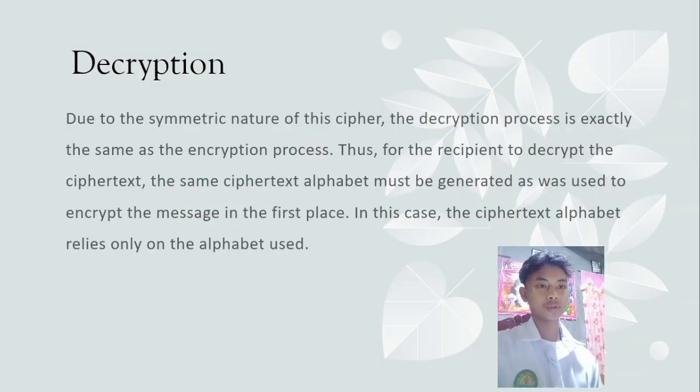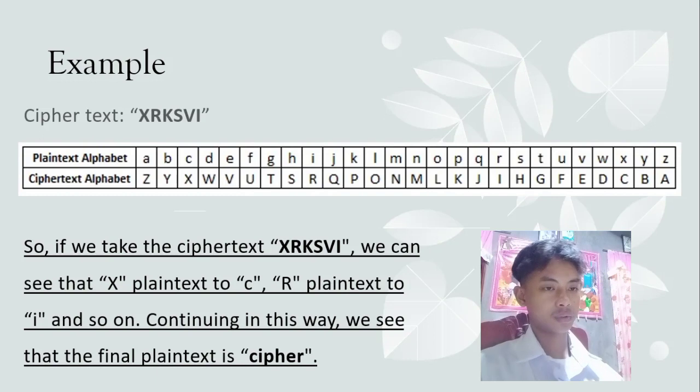Decryption. Due to the symmetric nature of this cipher, the decryption process is exactly the same as the encryption process. Thus, for the recipient to decrypt the ciphertext, the same ciphertext alphabet must be generated as was used to encrypt the message in the first place. In this case, the ciphertext alphabet relies only on the alphabet used. Decryption example.